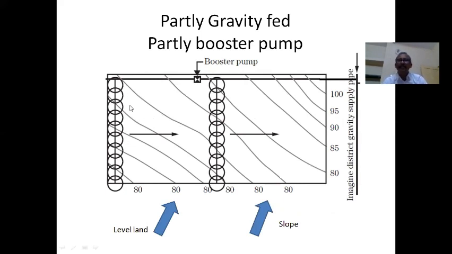So for these kinds of situations, have a booster pump. What does a booster pump do? It adds pressure. When you are operating this area alone, operate this booster pump to get pressure and operate your sprinklers. So this is one case.